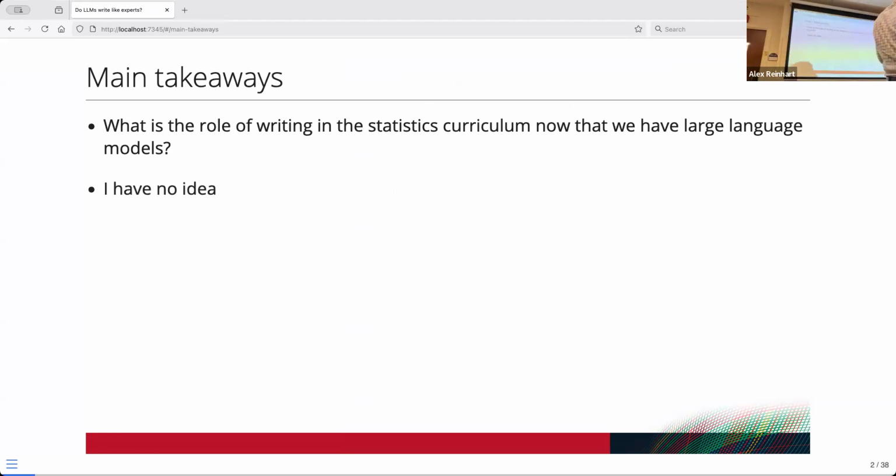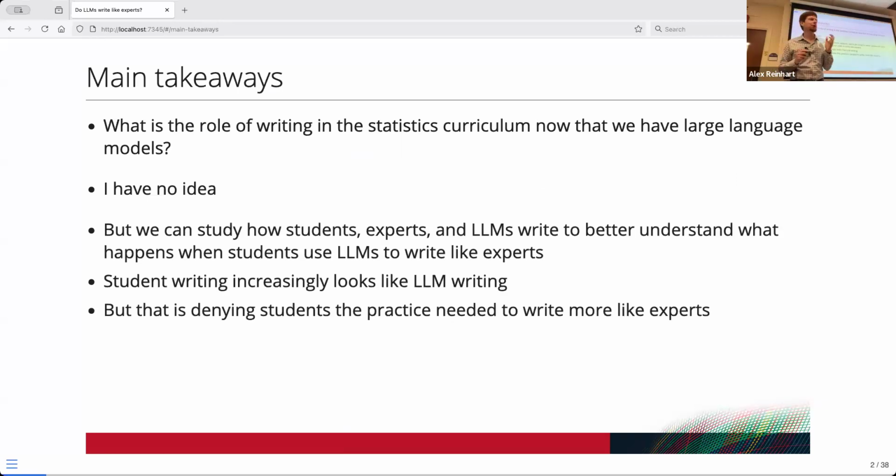But there are useful things we can do, particularly studying how students and experts and large language models write to better understand what happens when a student uses an LLM to write like an expert. And we'll see that, in fact, it does not look like an expert. Student writing, in fact, increasingly looks like LLM writing, which coincidentally has aspects that match expert writing. But this may end up denying students the practice they need in order to write more like experts.